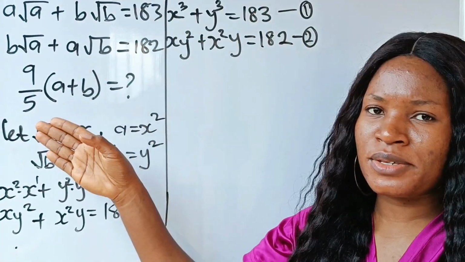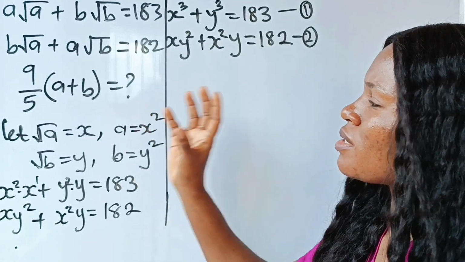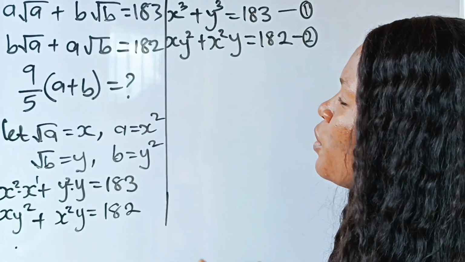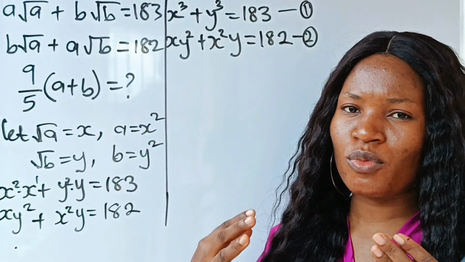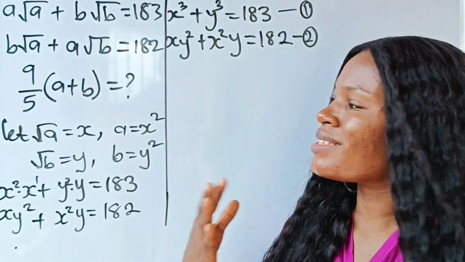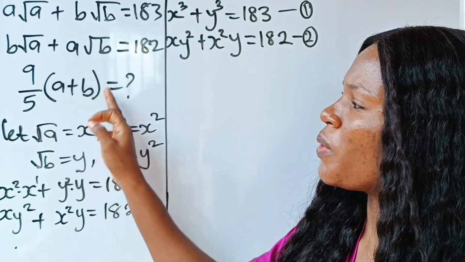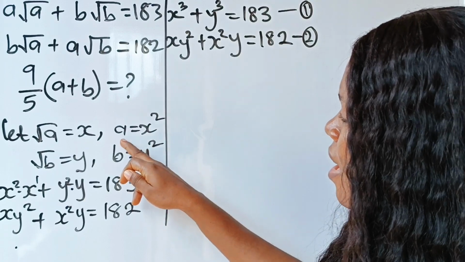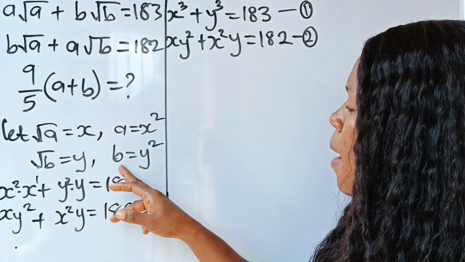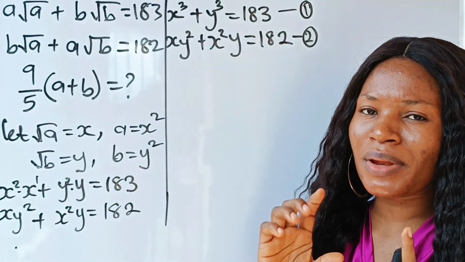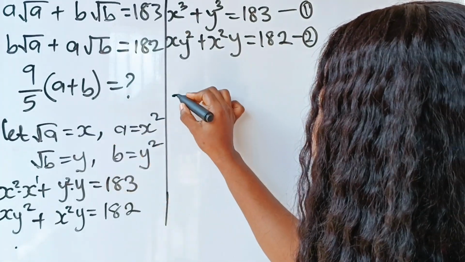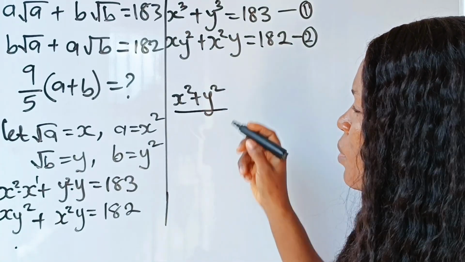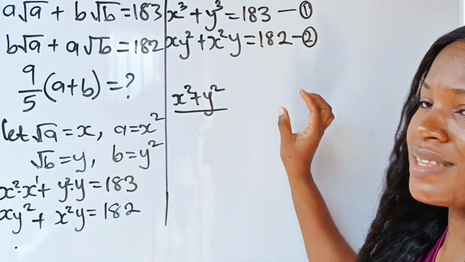Now back to the question. Before we solve this, we need to understand what this question is telling us to do. Let's read the mind of the examiner now. The examiner says we should solve 9 divided by 5 multiplied by a plus b. The main thing here is a plus b because this is the only unknown we have. Now what is a plus b? How do we get it? Recall that we said let our a be equal to x squared and our b be equal to y squared. This simply means that a plus b should be the same thing as x squared plus y squared. But we cannot just get x squared plus y squared. It's not really easy at this stage.